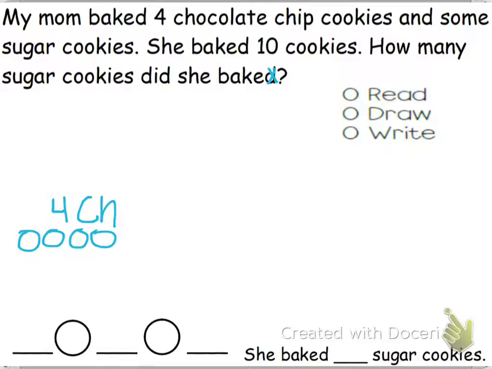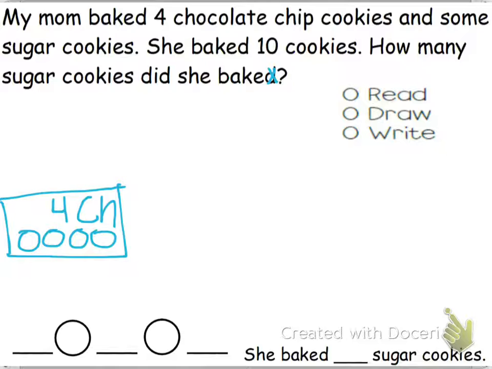Now, one thing that I was going a little ahead of myself is that I forgot to ask, what did we notice when we were reading? Well, now we know that 4 is our part, right? We know there's some sugar cookies that she made. And she baked 10 cookies. One thing that's important is to know that 10 is our whole.